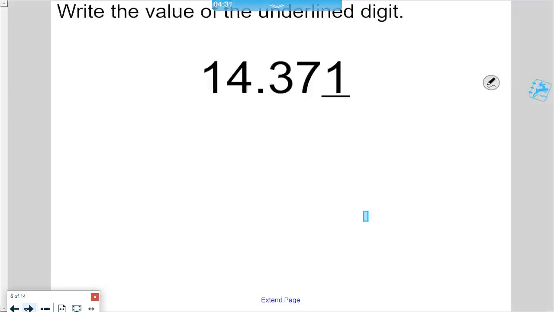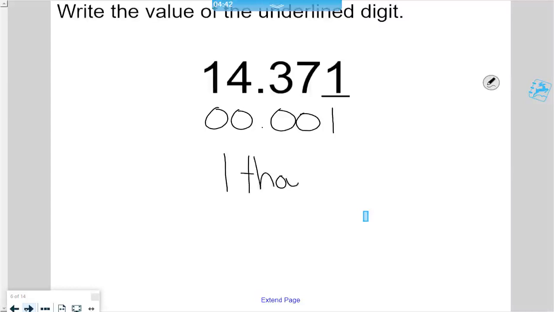Value of the underlined digit, 0.001. So now I have 1 thousandth.